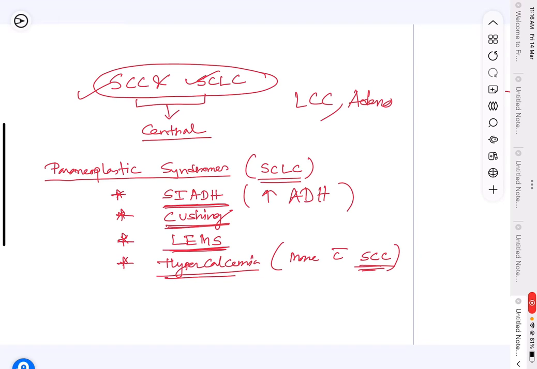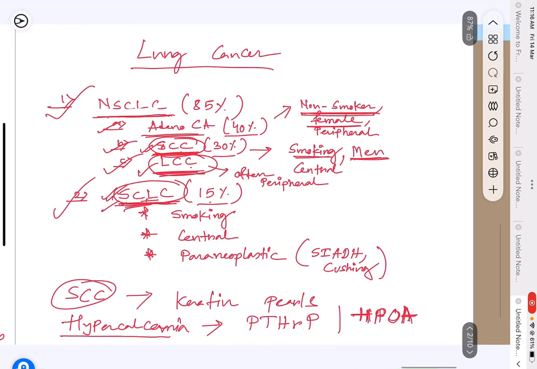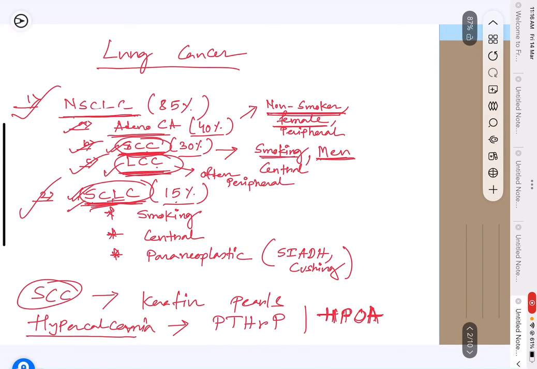What is associated with SCC? Which paraneoplastic syndrome? It is hypercalcemia. Hypercalcemia happens in this condition due to the increased production of parathyroid hormone related peptide. Another paraneoplastic syndrome associated with SCC is hypertrophic pulmonary osteoarthropathy, which is rare, but it is the second paraneoplastic syndrome that you have to remember for SCC.